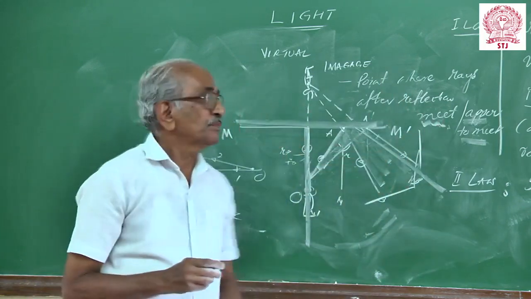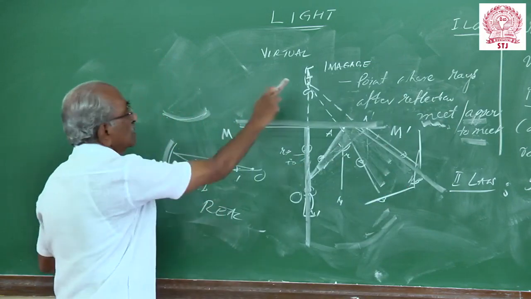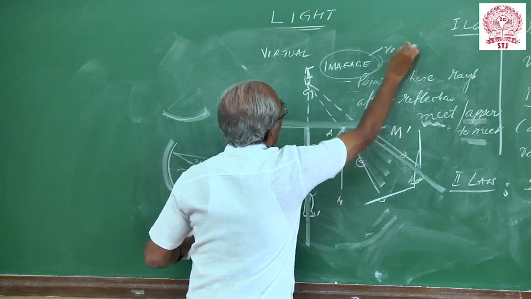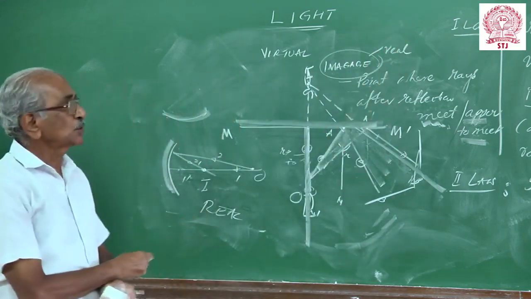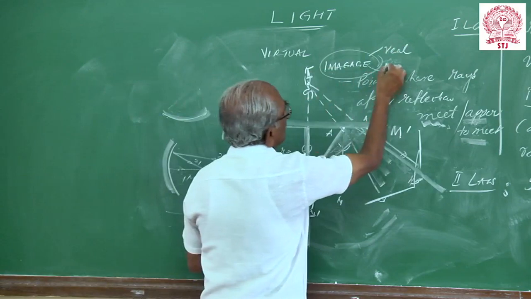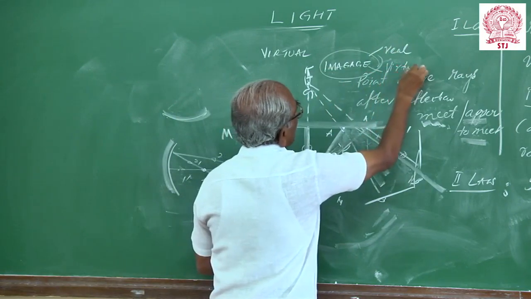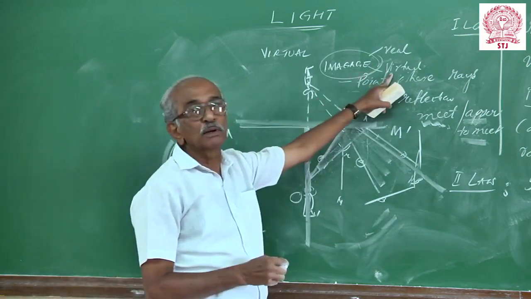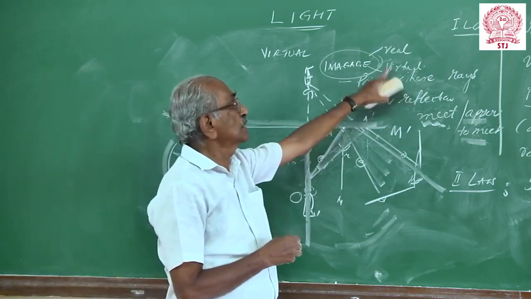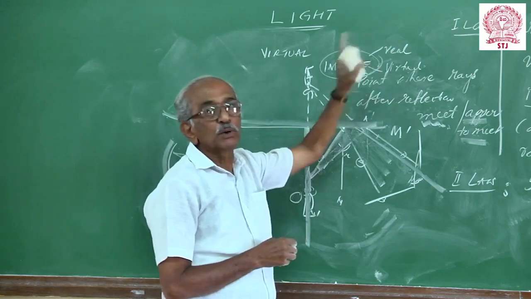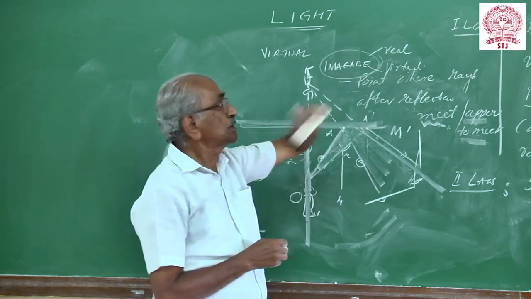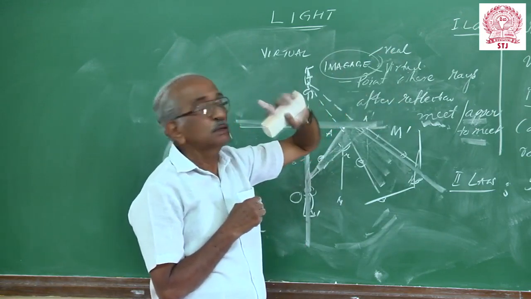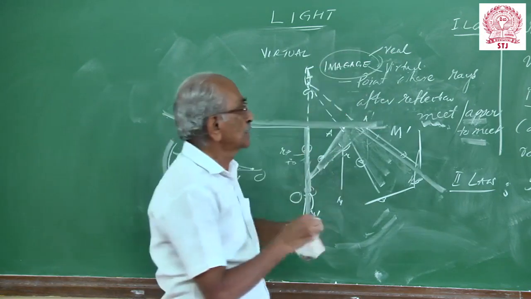That is a real image. So images may be either real, when rays actually meet, or virtual, when they meet only when you produce them back. You can see a virtual image, but you can't obtain it on a screen. With a real image, you can not only see it, but also get it on a screen. The image that we have in our eye is a real image. The image that you see in a mirror is a virtual image.